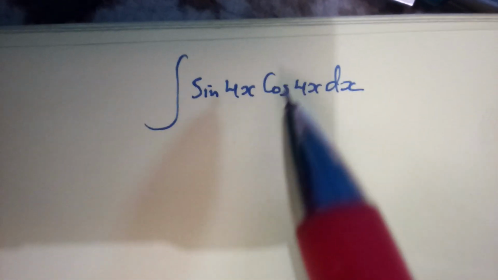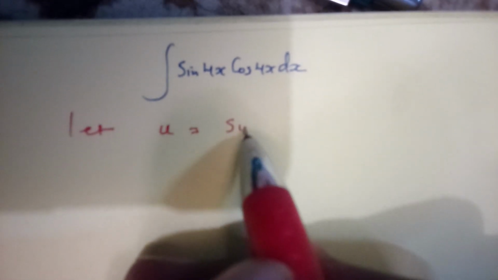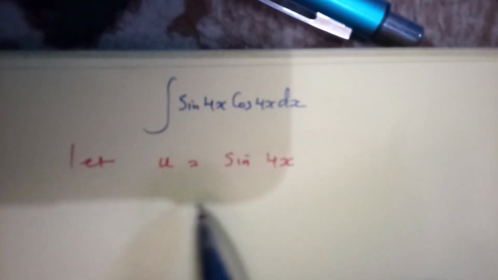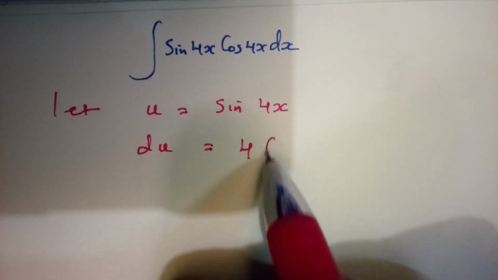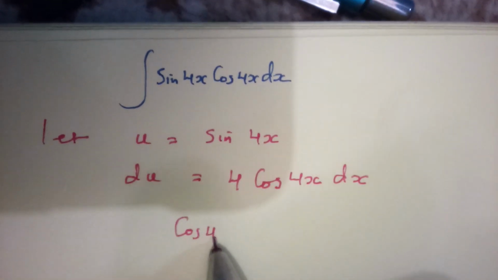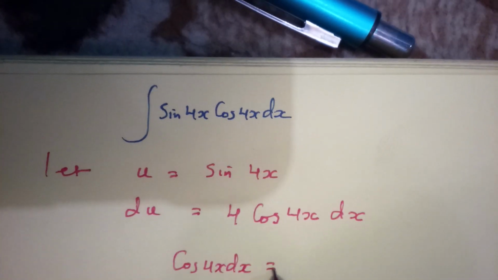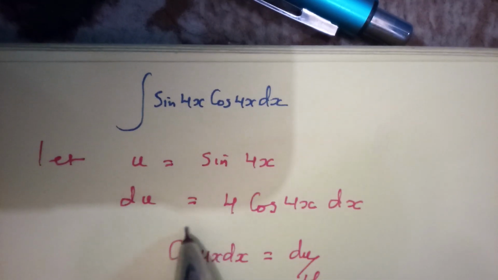Hello guys, we are trying to find the integral of sine 4x cos 4x dx. So we go step by step. We say let u be sine 4x, so that du will be 4 cos 4x dx. Now to find cos 4x dx, it will be divided by 4, so that will be du over 4, so that we can substitute for it here.